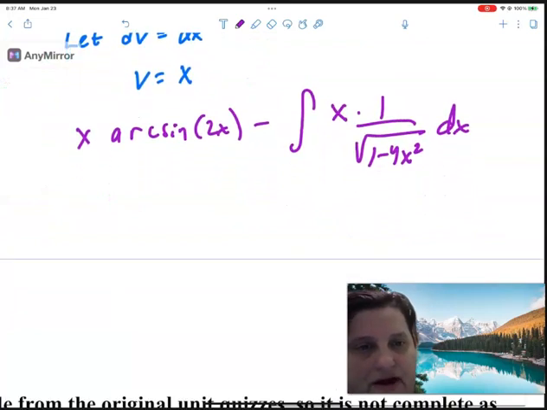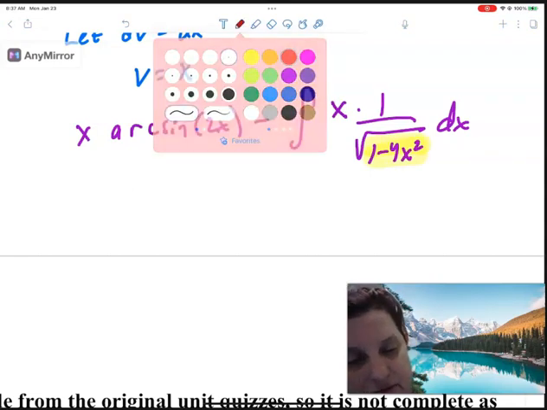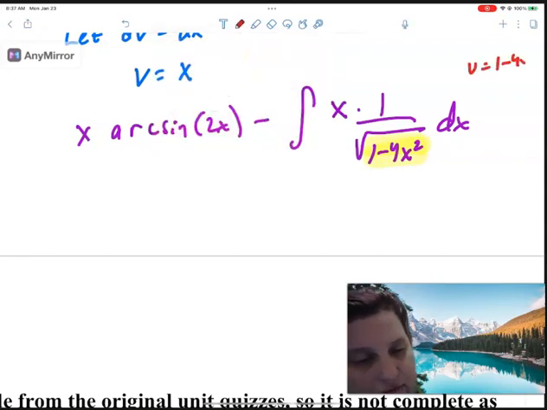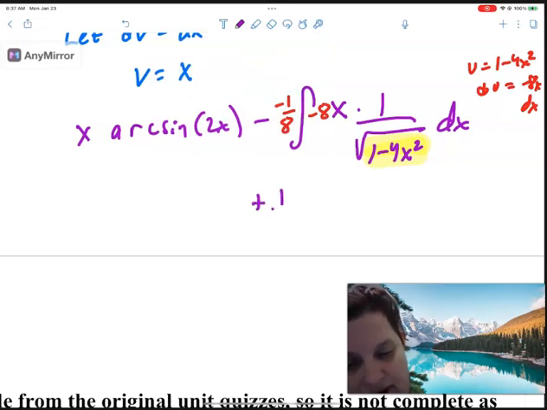Okay, now the first part is done. I just have to work on this integral right here. And you guys, this is just a standard u sub question. It's going to be, okay, u is 1 minus 4x squared. du is negative 8x dx. So I need a negative 8 and a 1/8. That turns into a plus 1/8, 1 over square root u du.